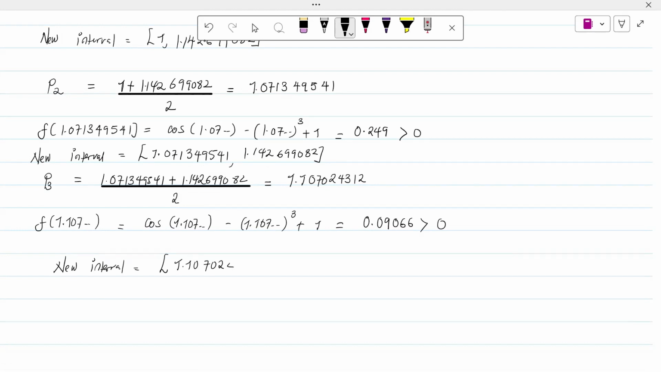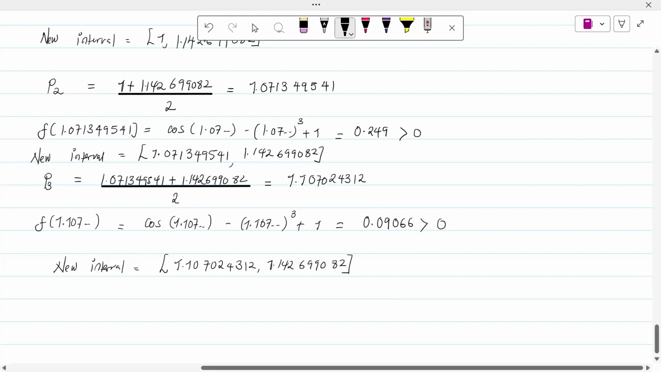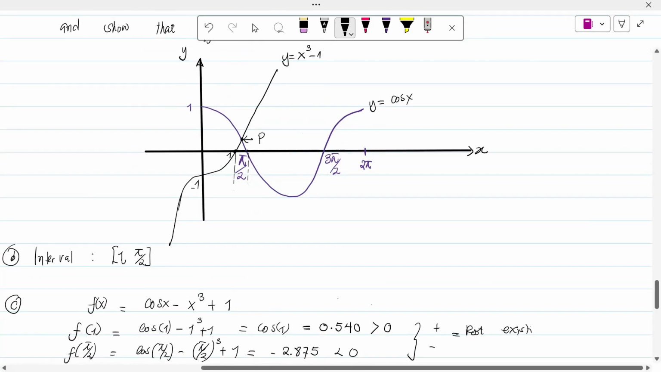1.1070, 24312, to 1.142, 699,082. So you see, the way we use the bisection method, we are trying to reduce the interval with every iteration we do. We are trying to make it as small as possible. So we are squeezing this interval from this side and also squeezing it from this side. So we're trying to approach that value of P we're looking for, that solution.